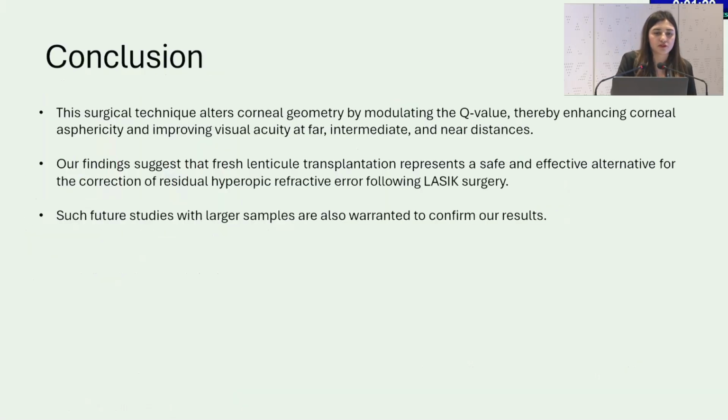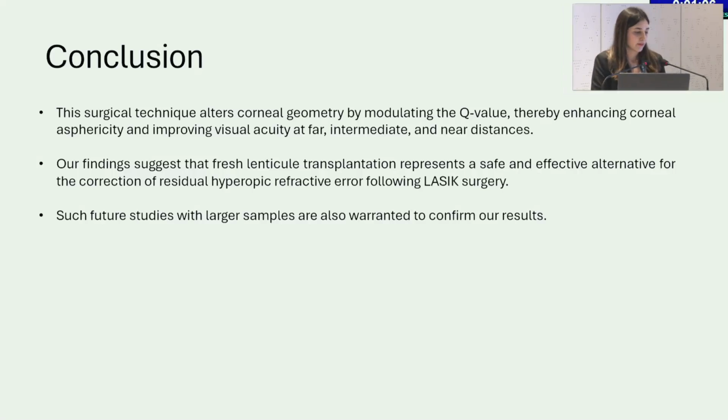The surgical technique alters corneal geometry by modulating the Q value, thereby enhancing corneal asphericity and improving visual acuity at far, intermediate, and near distances. This could be a possible alternative treatment in the future, but more studies are needed to back up our results. Thank you. Thank you so much.